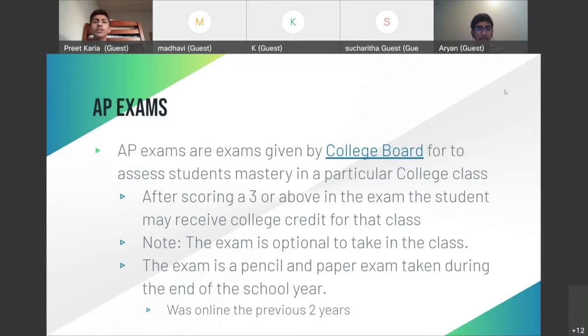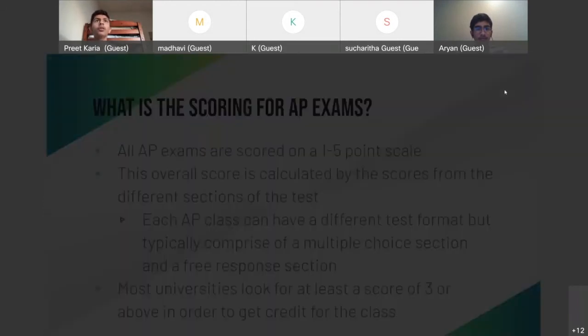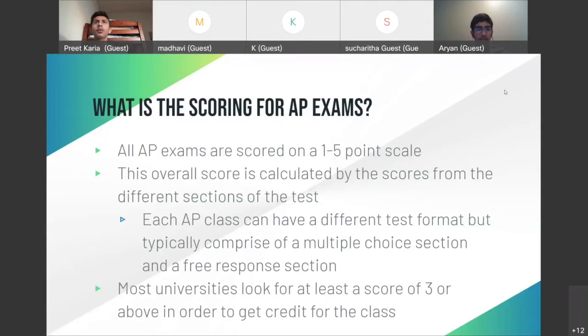In most cases, the exam is a paper and pencil exam taken at the end of the school year, and it was online the past 2 years due to COVID. But this exam is generally paper and pencil. And following that, Karthik will talk more about the scoring for the AP exams.